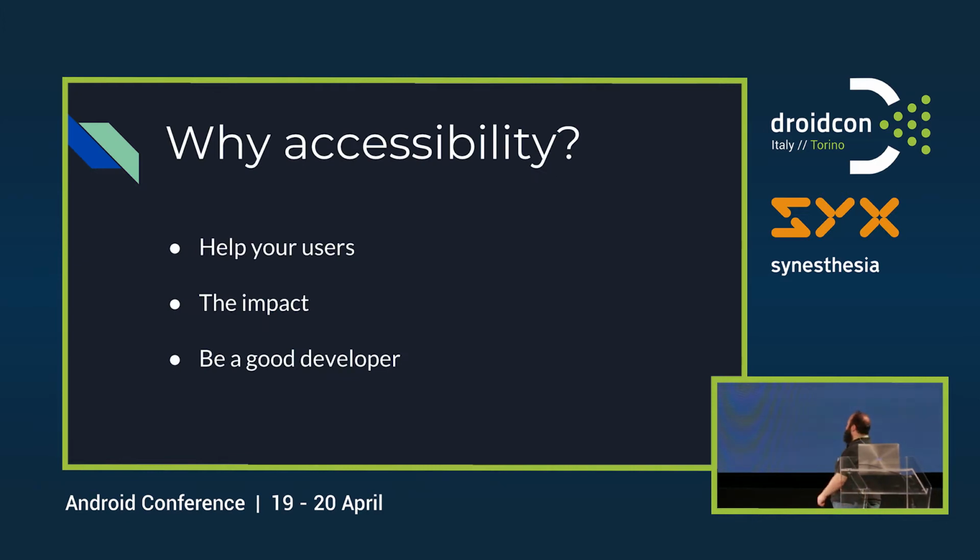Okay, why should we use accessibility options for our application? We should use the accessibility options because we need the user to navigate our application. We also need to evaluate the impact of our choices when developing with accessibility, and also because we want to be a good developer. Now, we can explore these points.